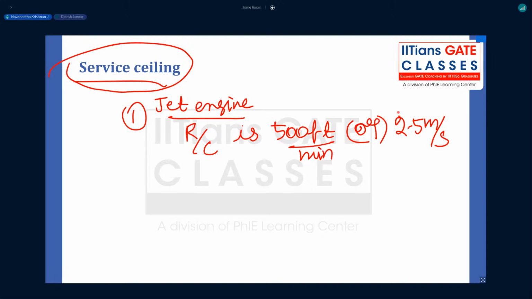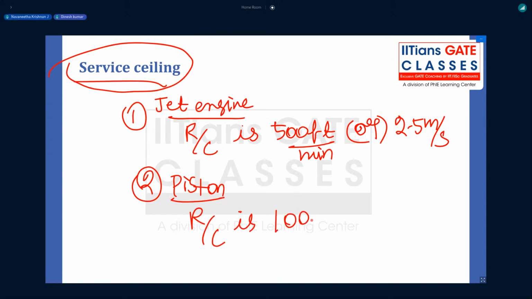If the rate of climb goes below that, you have crossed the service ceiling altitude, which is dangerous for the aircraft. So for jet engine aircraft, service ceiling is the altitude at which rate of climb is 2.5 meters per second. For piston engine aircraft, it is the altitude at which rate of climb is 100 feet per minute, or approximately 0.5 meter per second.